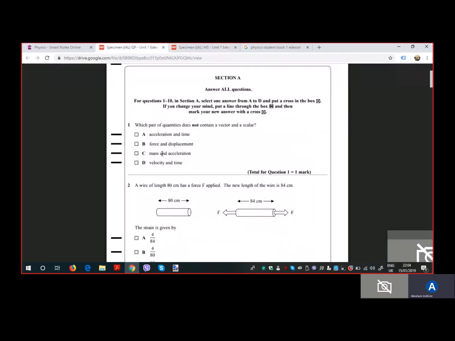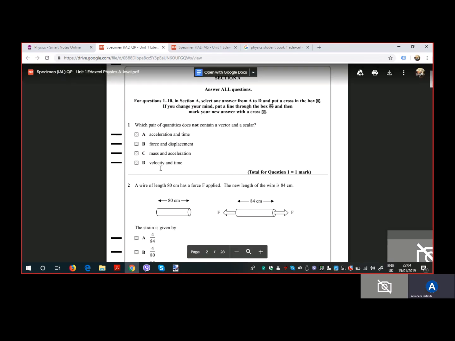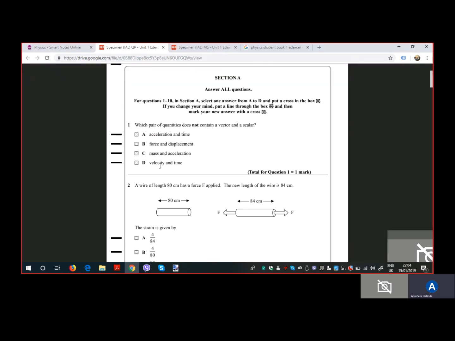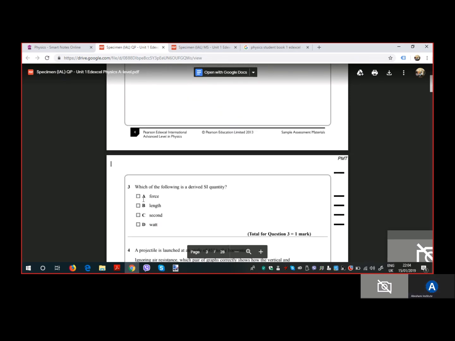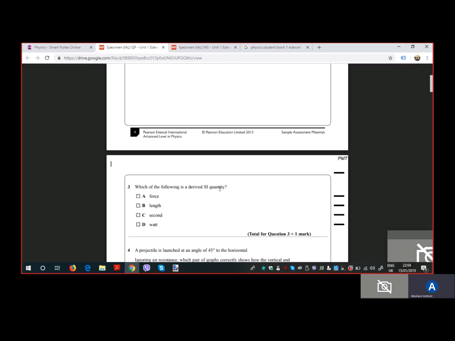Anyway, we'll look at the other answers also. Mass, scalar or vector? Mass is a scalar. Weight is a vector, mass is a scalar. Acceleration? Vector. Velocity? It's a vector. Time? Scalar. So this has both vectors. So the answer is B. Okay, any other questions like that? No, that's it. And here also you can see: which of the following is a derived SI quantity?